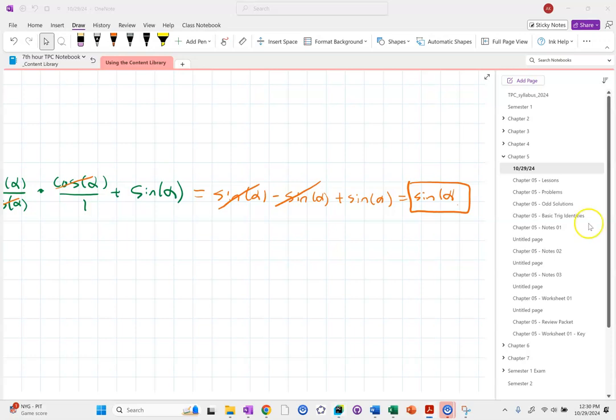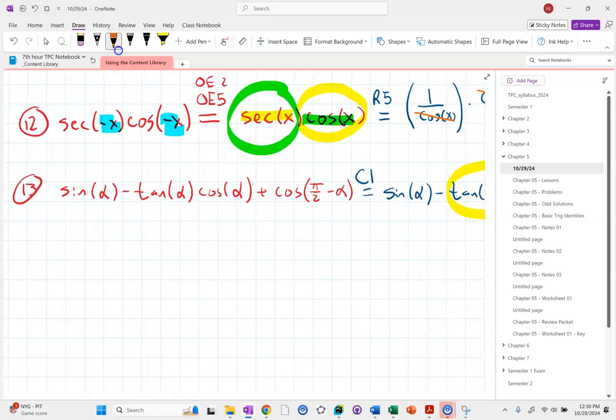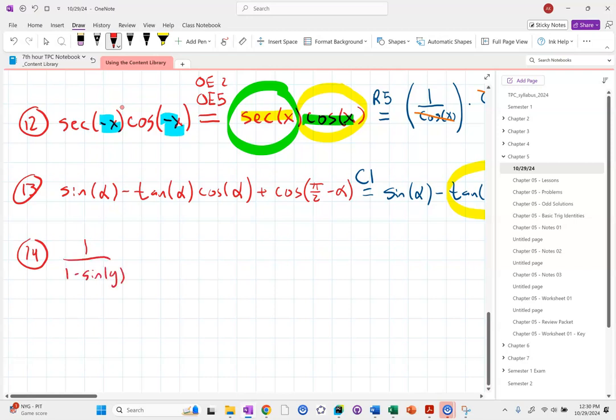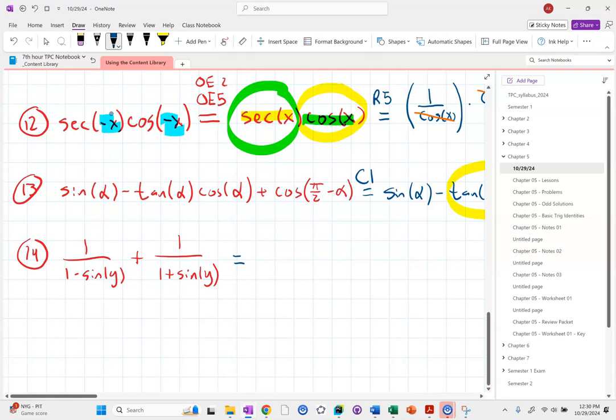All right. Last one, number 14. Ooh, scary. All right, Sam, you're up. We have 1 over 1 minus sine y plus 1 over 1 plus sine y.